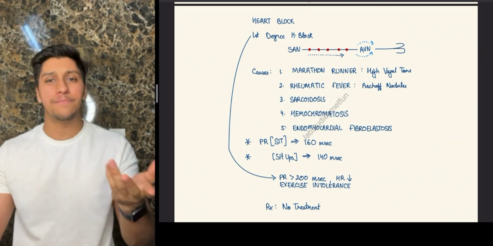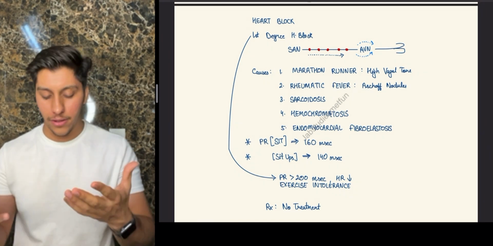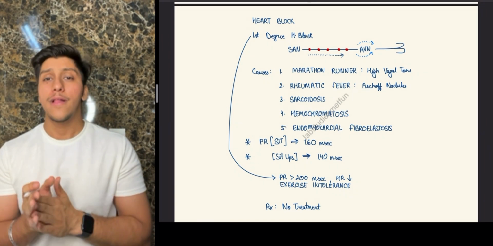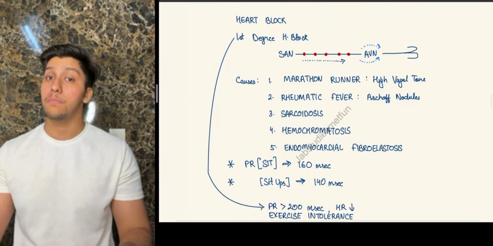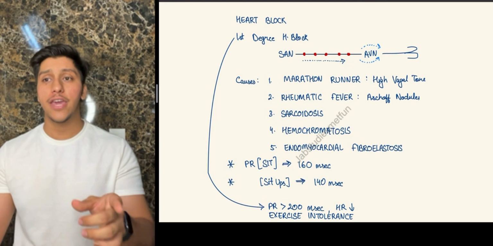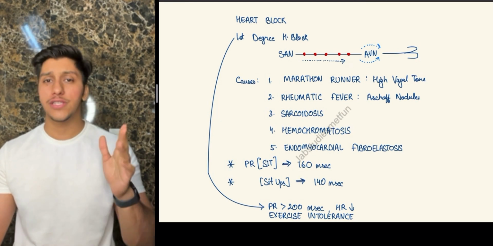Usually in this condition you don't do anything for treatment. There is only symptomatic management, and they'll ask you to reduce things like carrying heavy weights. So what are the causes? The most common cause of a first degree heart block is going to be marathon runners, because of their high vagal tone, their heart rate is usually on the lower side. Number one. Second cause is rheumatic fever.